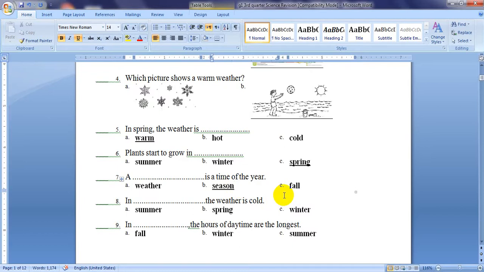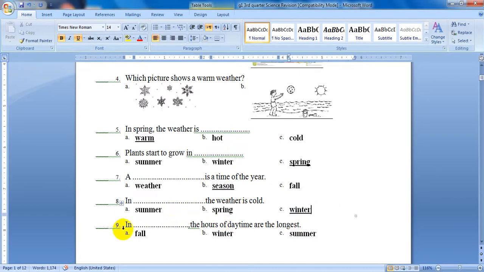The next question, number 8. In one season, the weather is cold. Which season has a cold weather? Is it summer, spring, or winter? Of course, it's winter. The weather is cool, rainy, and in some places it's even snowy or icy.